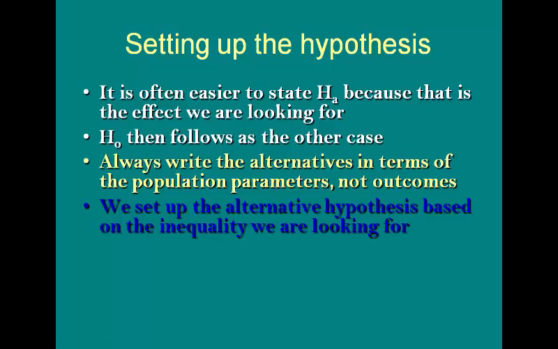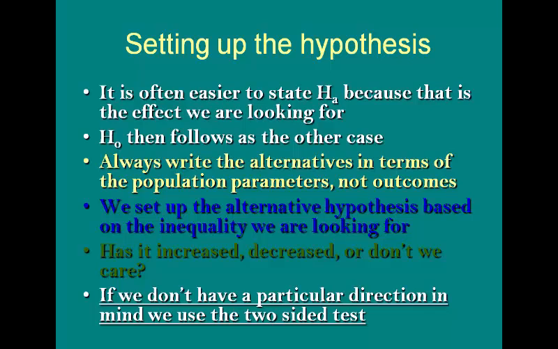We set up the alternative hypothesis based on the inequality we're looking for, greater than, less than. A lot of times it's identified in the problem, but sometimes we really have to pay very close attention to the problem to determine whether it's one-sided or two-sided and which way our inequality is going. Has it increased, decreased, or we just don't care and we'll do a two-sided. If we don't have a particular direction in mind, we use the two-sided test.